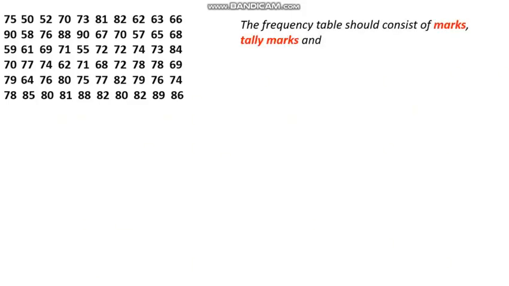The marks we have been given are the marks on the left hand side, as you can see. Then we need the tally marks, and you also need the frequency. Remember, these marks should be written in class intervals. According to the instructions, we should write them starting from 50 up to 54, 55 to 59, and so on, until we reach the highest mark.